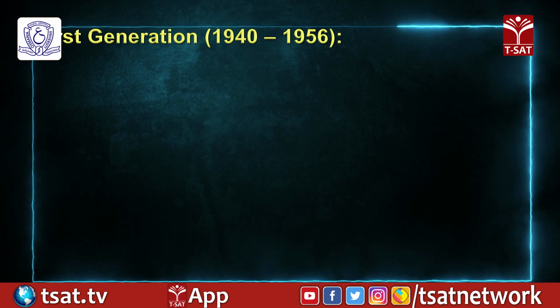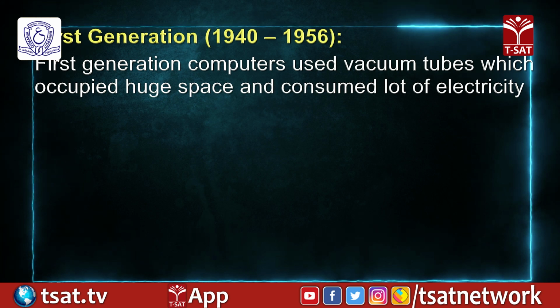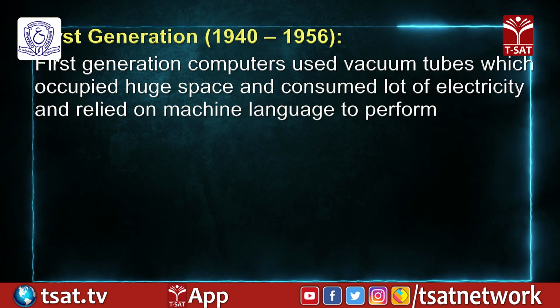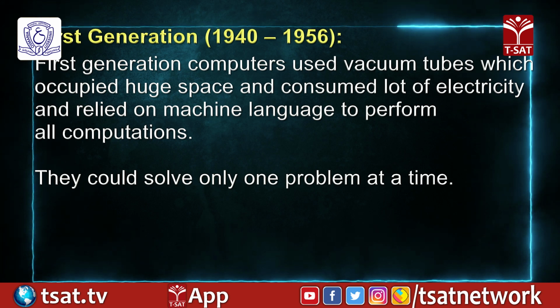The first generation computers, that is from 1942 to 1956, used vacuum tubes which occupied huge space and consumed a lot of electricity and relied on machine language to perform all computations. They could solve only one problem at a time.